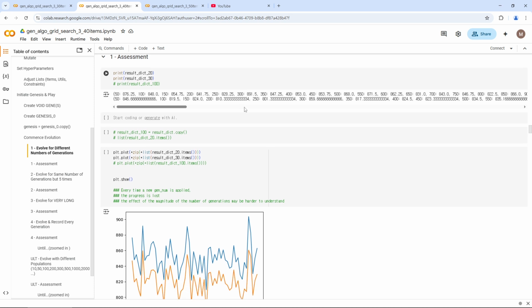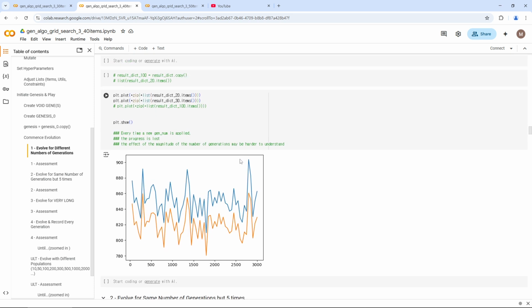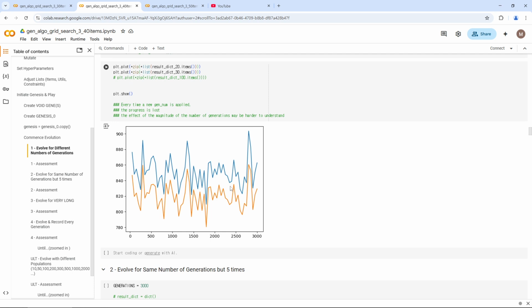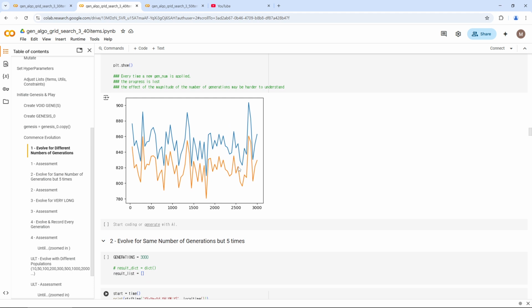So here are the plots of average of top 20 and top 30 sum utility values of the top 20 and top 30 entities. They oscillate, very usual, nothing unusual here.